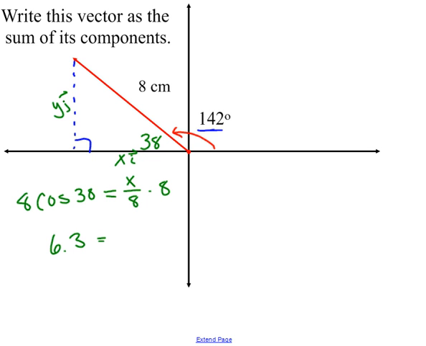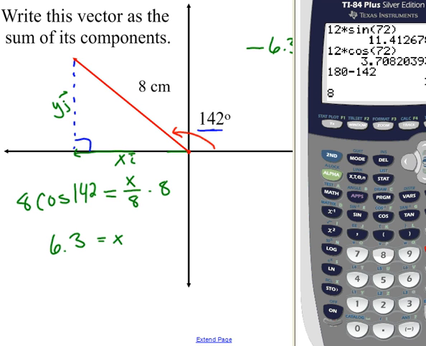6.3. Now here's the tricky part. This is not positive, it is negative. So when you write the component, you're going to have to write negative 6.3i. A way to get around that is to not even have to worry about this 38 degrees. If I put in 142 here instead and type in 8 times cosine of 142, and this is where the formula is kind of nice, you already get negative 6.3.